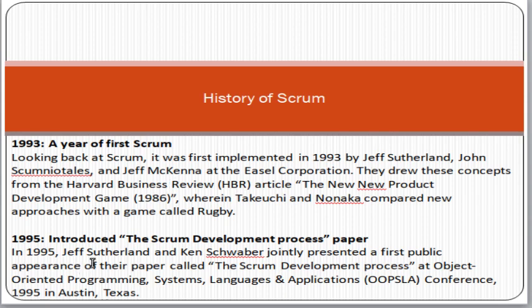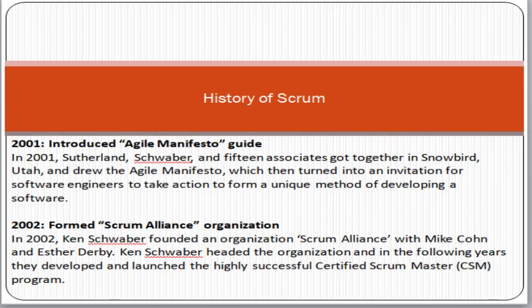In 1995, Jeff Sutherland and Ken Schwaber jointly presented the first public appearance of their paper called the Scrum Development Process at the Object-Oriented Programming Systems conference. Then in 2001, Sutherland, Schwaber, and 15 associates got together in Snowbird and drew up the Agile Manifesto, which then turned into an invitation for software engineers to take action to form a unique method of developing software. So this was another development.